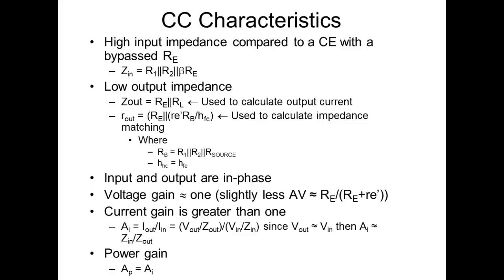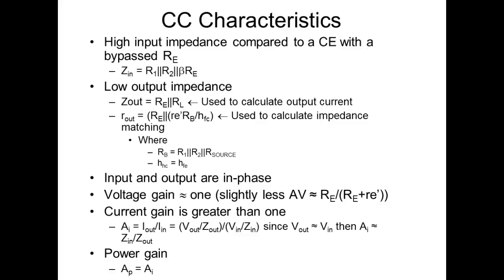We use common collectors to drive speakers. We use common collectors to drive motors. That requires a lot of current, right? You understand that? Because motors have fairly low output resistance. So, but it comes up, so high input impedance compared to common emitter.